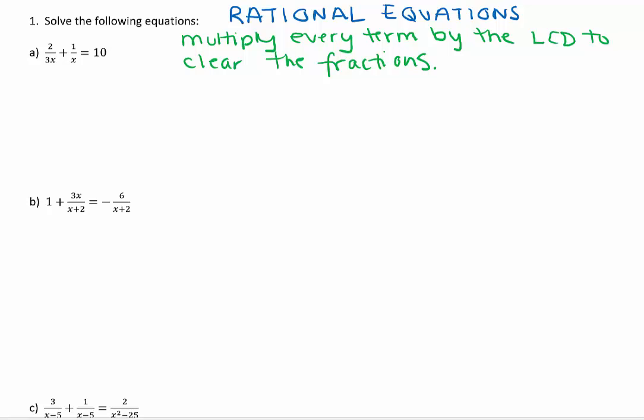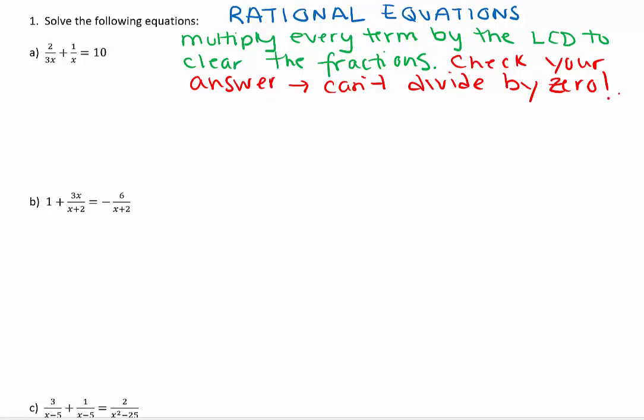We're going to finish our discussion of rational expressions by talking about rational equations, basically equations with fractions. The strategy we're going to use in this section is we're going to try to actually get rid of the fractions by multiplying every single term by the LCD.